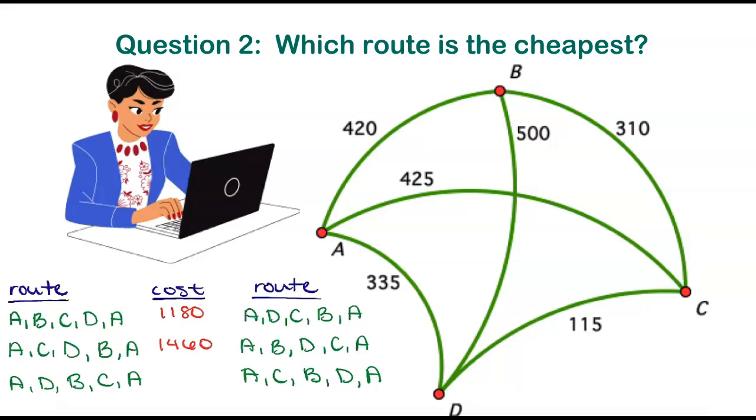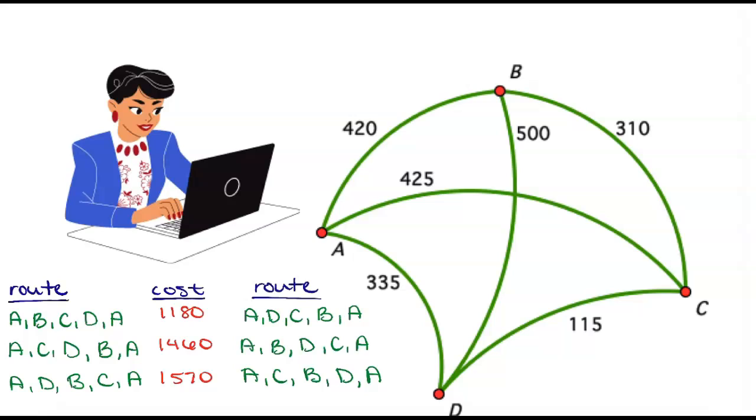Finally, she could first travel from A to D for $335. From D to B is $500, B to C, $310, and finally back to A for $425. So the total cost of this route is $1,570. Now Chantal knows all of her options, and we know the cheapest. There are 2 cheapest routes, A, B, C, D, A, or the reverse, A, D, C, B, A. So for 4 vertices, with each vertex connected to every other vertex, there are 6 possible routes, and 3 of those routes are the reverse of the other 3 routes.